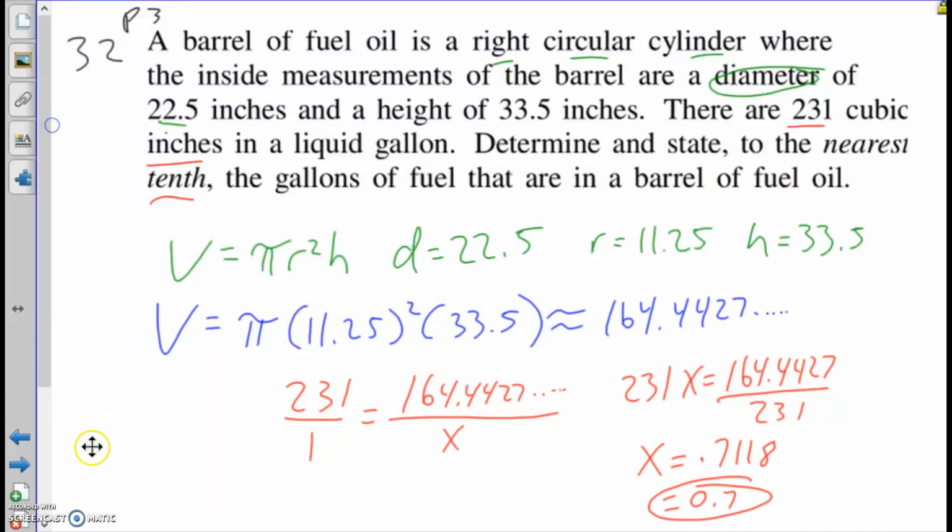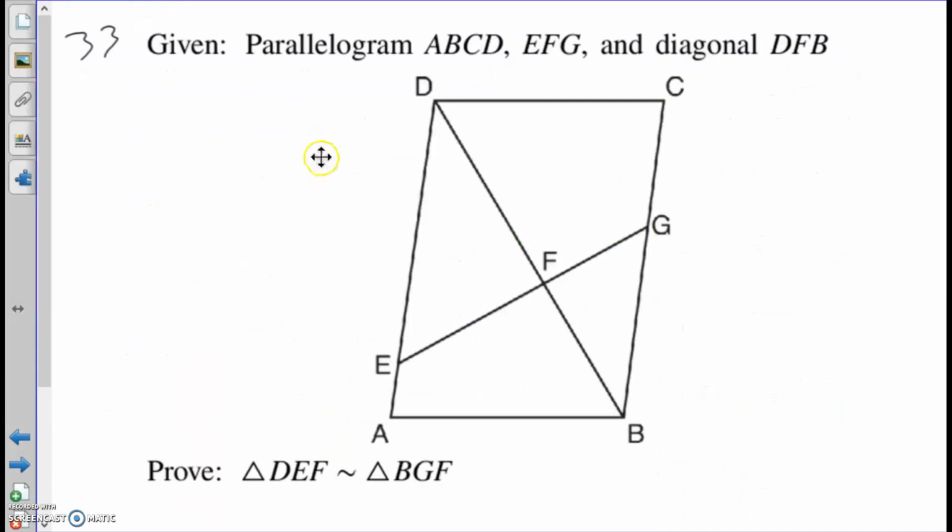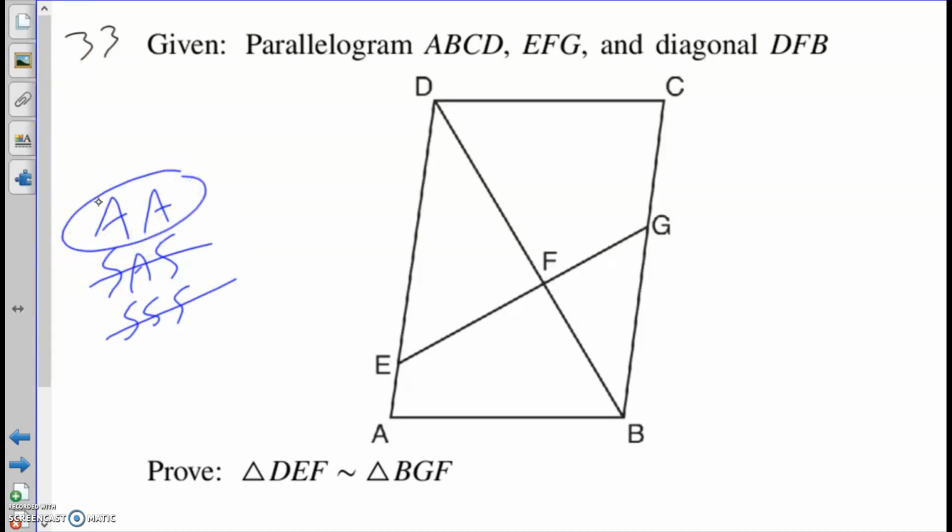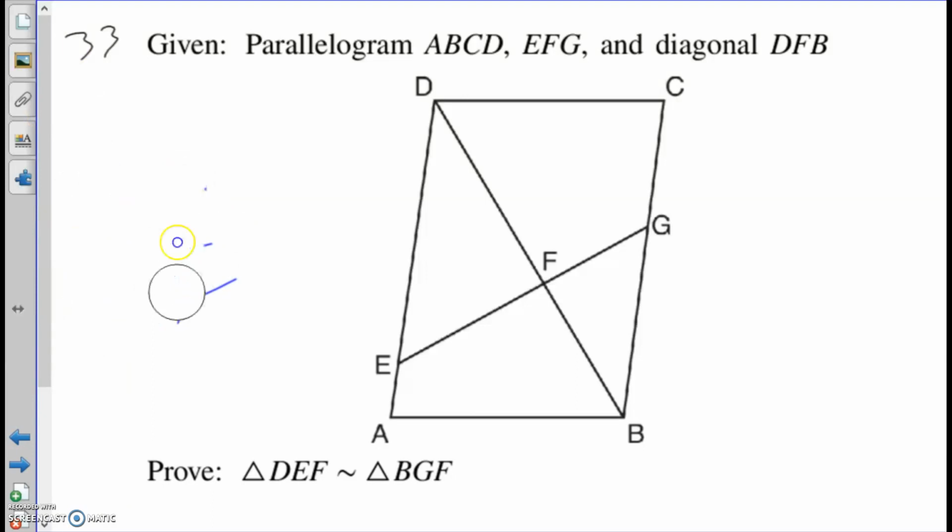Yep, okay. Number 33. Given parallelogram ABCD, EFG, and diagonal DFB are drawn here. Prove they are similar. For proving similarity, we could do angle, side, or side, side. But when it comes to proofs, we typically only are going to work with angle. Not every time, but there's no mention of side proportions or anything like this. They're not giving me any numbers. So I'm looking for angle.